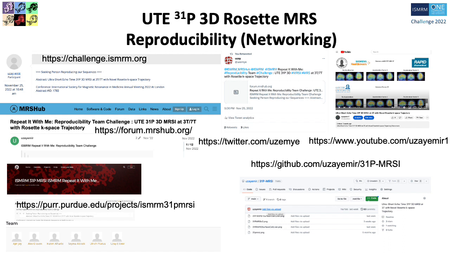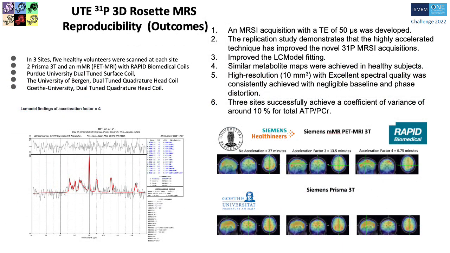Once we identified the reproducers, we conducted our experiments on different sites. Five healthy volunteers were scanned at each site, and these sites consisted of two Prisma 3 Tesla scanners and a PET MRI. Only Purdue University used the surface coil. At the end of the study, we demonstrated an MRSI acquisition with an acquisition delay of 50 microseconds. The replication study demonstrated that this highly accelerated technique has improved phosphorus spectroscopic imaging.